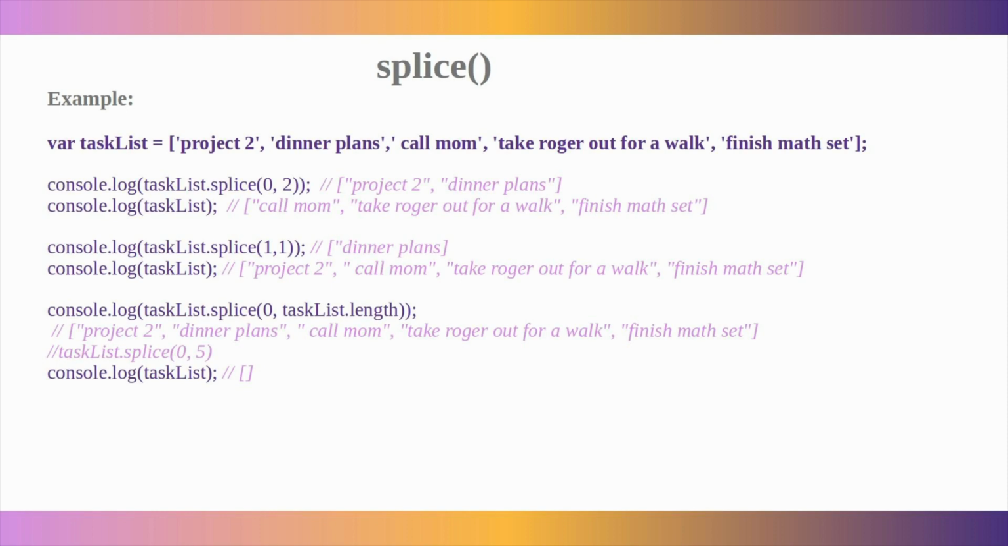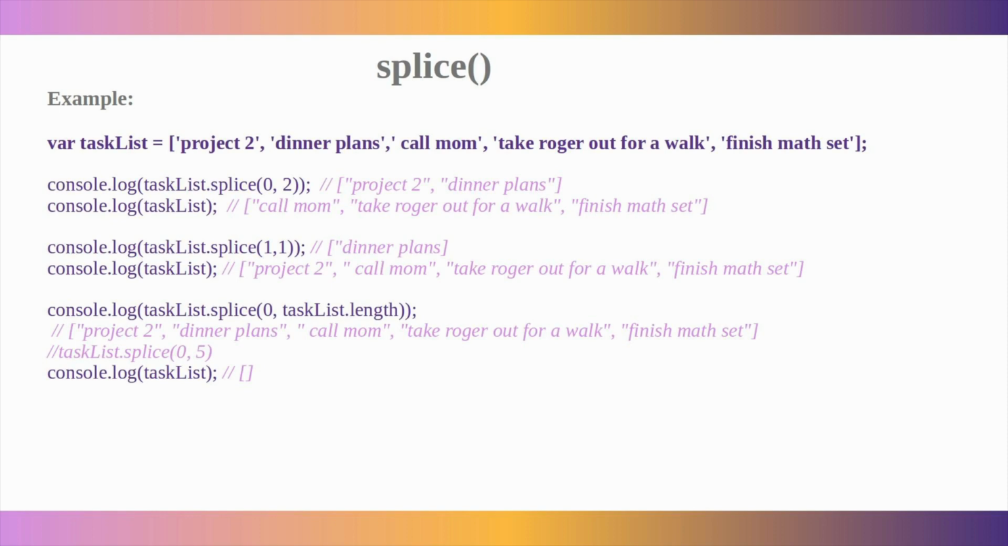So now when we console log task list array after the splice, you see that we're left with the remaining 3 items, which are call mom, take Roger out for a walk, and finish math set. Similarly, if we splice from index 1 and remove 1 item from the task list array, then it will remove that one particular item as the starting index and number of items to remove is the same, that is exactly 1. And console log task list array lists all the items in the array except for the one item we removed, that is dinner plans at index 1.